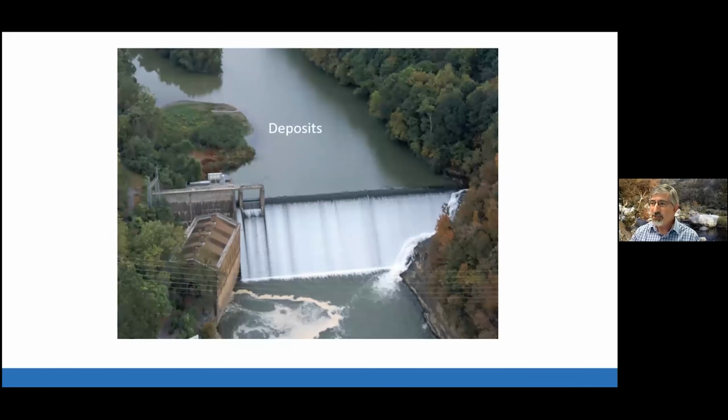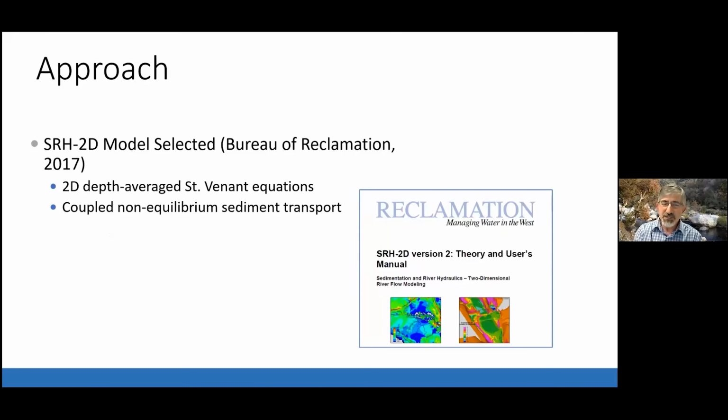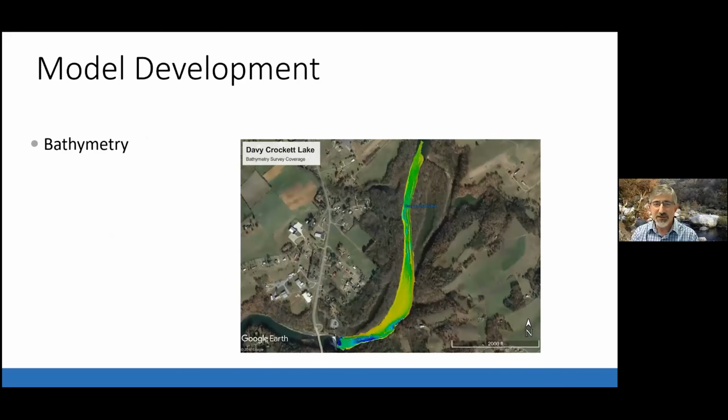Okay, so there's just another picture, all the flow going over the reservoir, the gate's kind of on the left side of the photo there, and all the deposits are in the reservoir. For this particular study, we used SRH2D, which some of you, based on the poll, are familiar with. It uses the 2D depth-averaged St. Venant equations. It's a coupled non-equilibrium sediment transport model. We've used this model with good success a number of times.